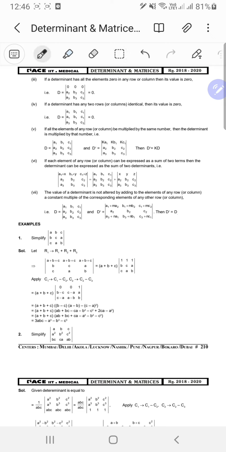That's nice. What else? If each element of any row or column can be expressed as a sum of two terms, then the determinant can be expressed as a sum of two terms. So we can split determinants. The value of the determinant is not altered. Okay, fine. So why is that so? This is not that bad, correct?